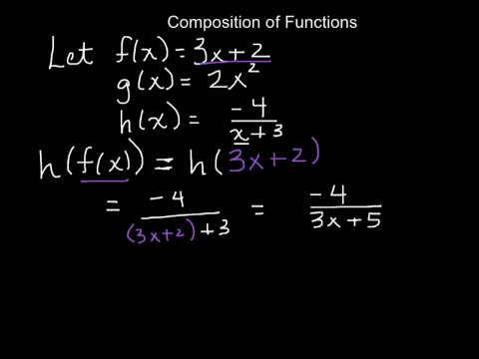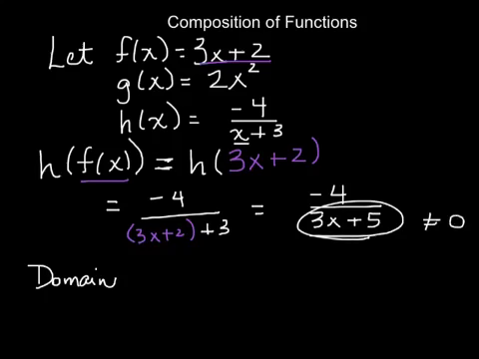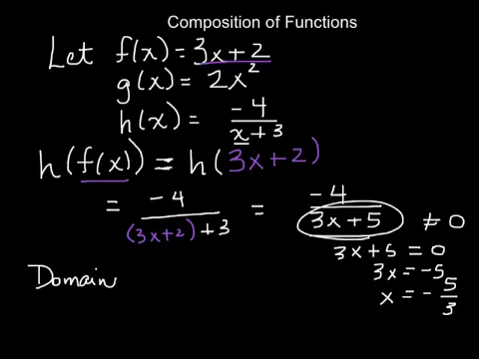Okay, so for my domain, 3x plus 5 cannot be equal to 0 and still remain real. So if I simply set this equal to 0 and solve for x, that tells me what has to be omitted from my domain. And so x equals negative 5/3 would make my denominator be 0, and I would be dividing by 0, which is undefined. So my domain will be all reals except x cannot equal negative 5/3.